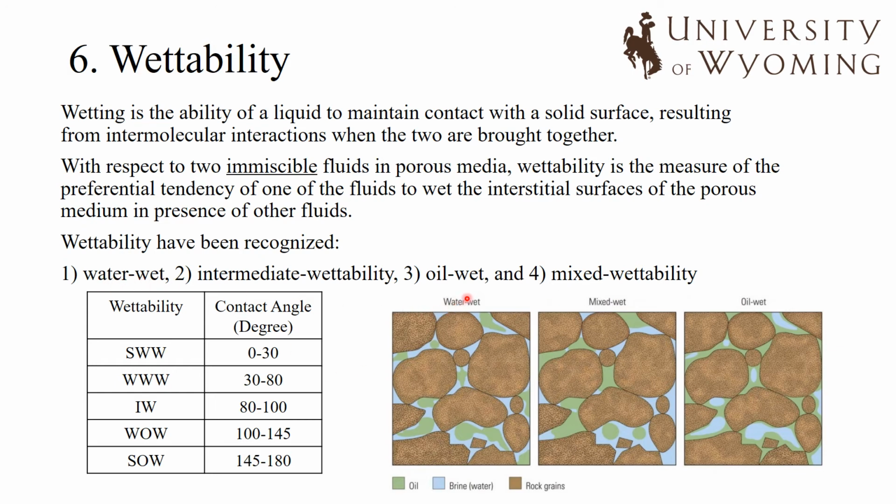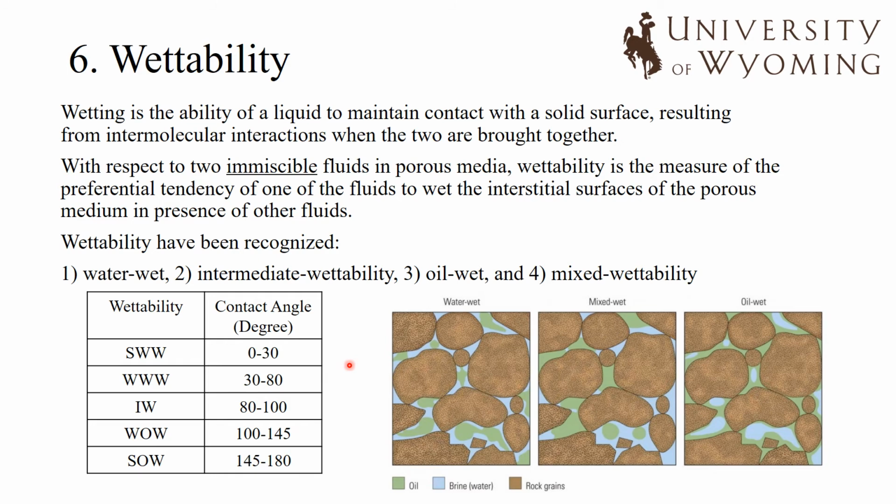But generally, between water wet and oil wet, this case is just a special case, but we have also several grades. So we have strongly water wet when the contact angle is between 0 and 30. We have weakly water wet, intermediate wet, weakly oil wet, and strongly oil wet, depending on the contact angle.